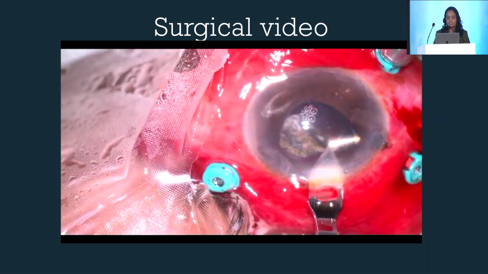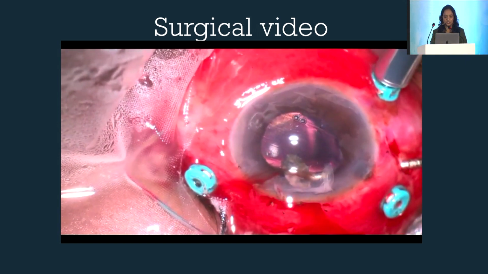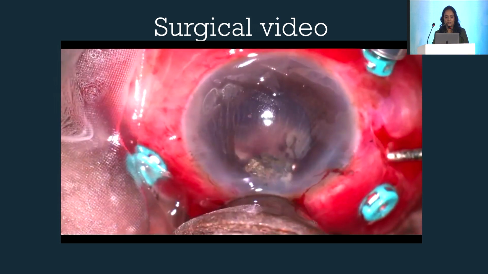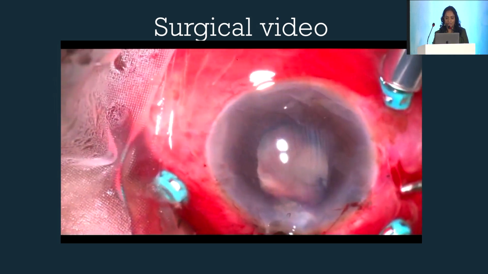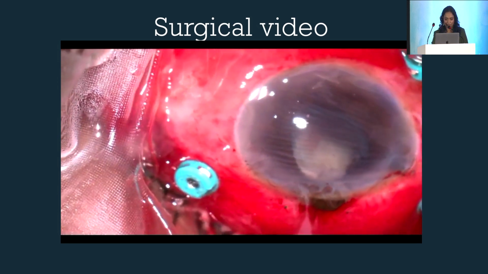So since the patient was aphakic, I chose the limbal route, made a clear corneal incision, and under visco, I removed it with a handheld magnet first, and at the limbus used an external magnet and removed this foreign body.